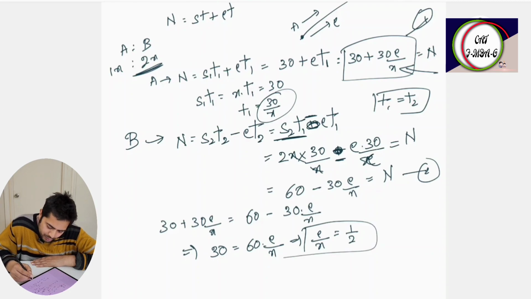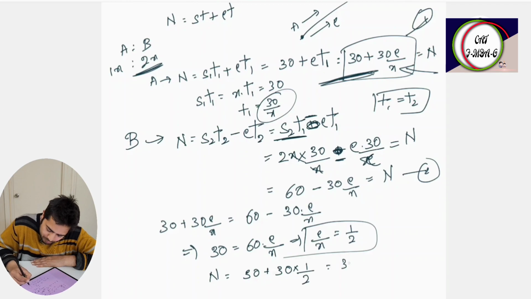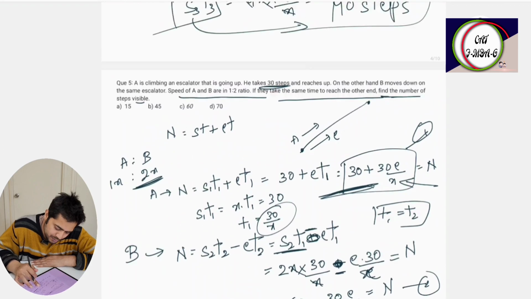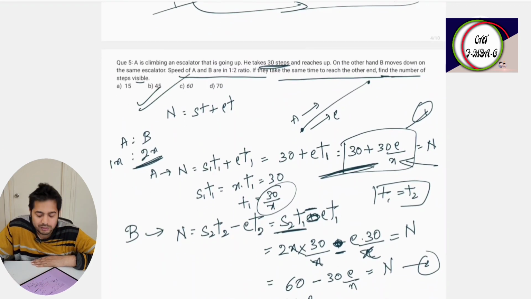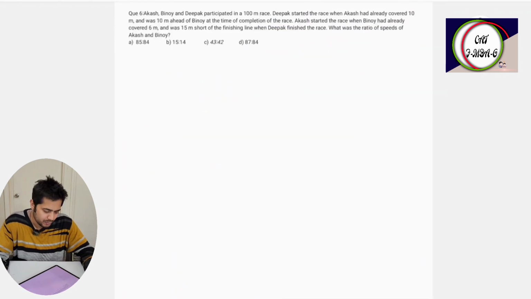Okay, we have to find out n. So put it in this equation. n is equal to 30 plus 30 into e by x, 1 by 2. So 30 plus 15 is equal to 45. 45 is the right answer. Let me see. Yeah, option number B is the right answer. Okay, let's move ahead to the next question.